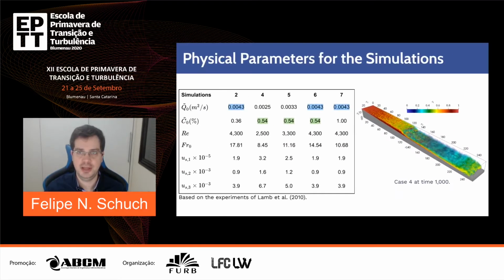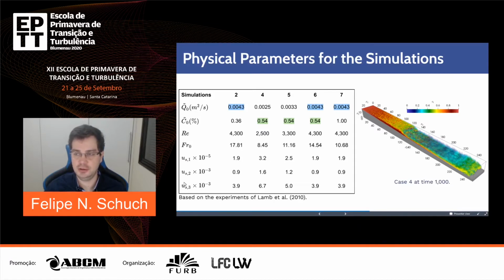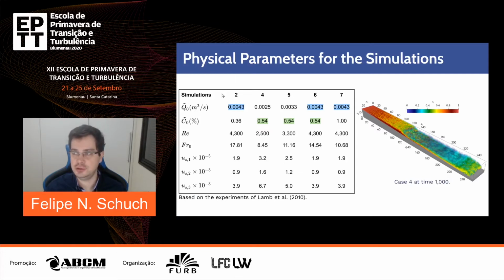The simulations are based on 5 experiments from Lambi et al. 2010, with different values for initial flow rate, initial concentration, together with Reynolds number, initial Froude number, and 3 different settling velocities based on the experimental grain size distribution. Notice that cases 2, 6, and 7 have the same flow rate and increasing concentration, while cases 4, 5, and 6 have the same concentration and increasing flow discharge.